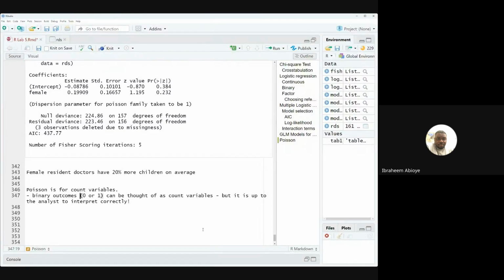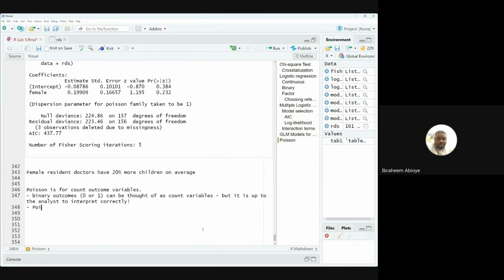Okay, now Poisson is for count outcome variables. Always remember that we're interested in the outcome, not the exposure. That's the one that determines the type of model that we're using. Okay, so binary outcomes can be thought of as count variables, but it's important for the analyst to interpret correctly.